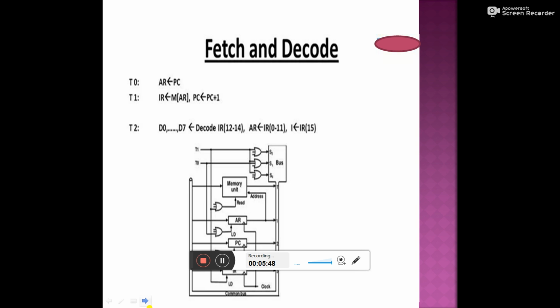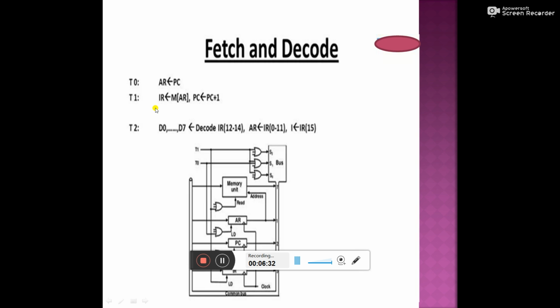This is the phase for fetch and decode. The microoperations for the fetch and decode phases can be specified by the following statements. At timing signal T0, the following connections are performed. First, place the content of PC onto the bus by making the control signal 0, 1, 0. Then transfer the content of the bus to AR by enabling the load input of AR.